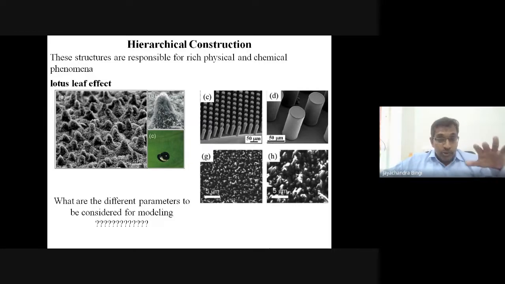It is a superposition of roughness, size distribution, shape distribution, and density distribution, and surface roughness distribution. So it is not a single structure. It is a superposition of different size distributions, different shape distributions, different density distributions, and different roughness distributions. Will you agree with me? Any counter on that?